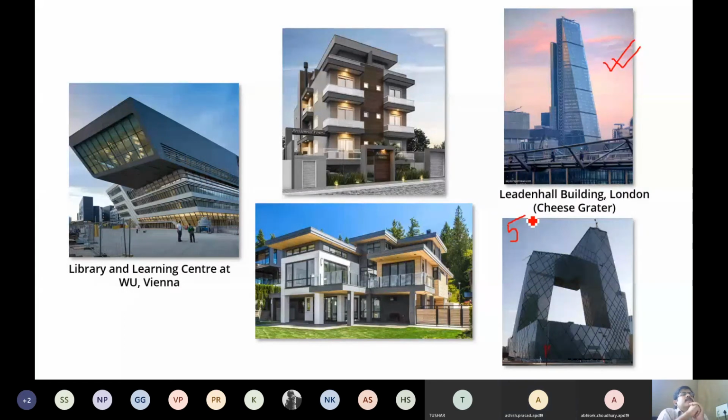For example, now let me take this cheese grater building, the Leadenhall building from London, and put it in Delhi. Will it function there? Yes or no? So repeating, if I take it from London and bring it as it is and place it in Delhi, will it function? No. Why?